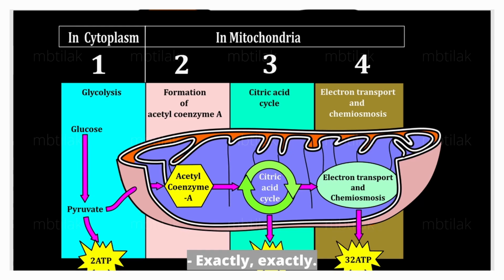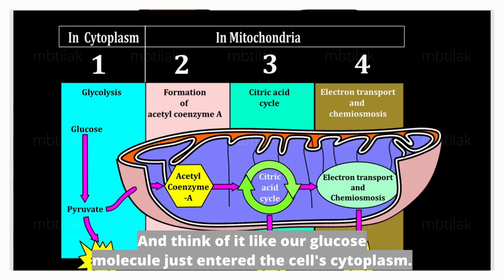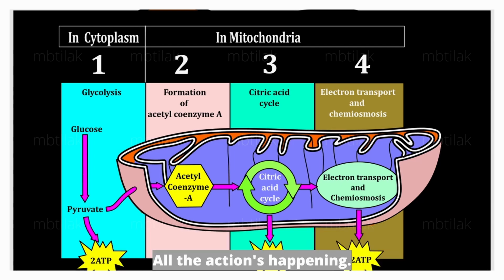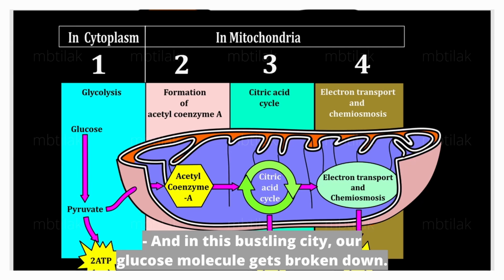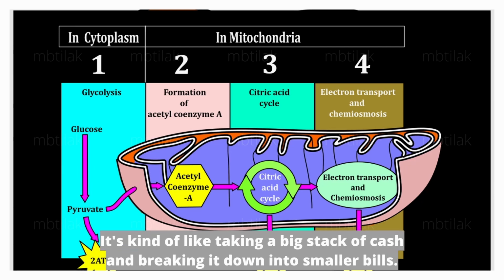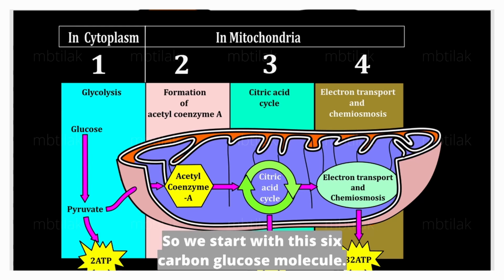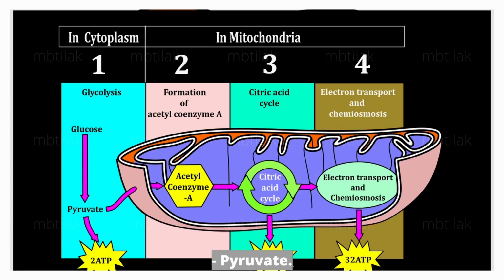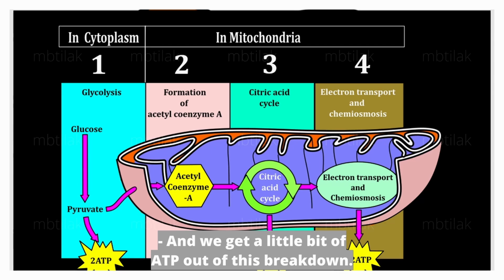Exactly. So stage 1 is called glycolysis. Think of it like our glucose molecule just entered the cell's cytoplasm. That's kind of like the bustling city center of the cell, where all the action's happening. And in this bustling city, our glucose molecule gets broken down. It's kind of like taking a big stack of cash and breaking it down into smaller bills. Exactly. So we start with this 6-carbon glucose molecule, and it ends up as 2 3-carbon molecules called pyruvate. And we get a little bit of ATP out of this breakdown.